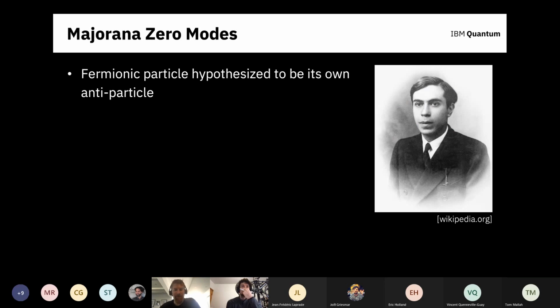So Majorana zero modes are these special particles that were hypothesized to exist in the 1930s by Ettore Majorana, who famously disappeared after proposing them. They're fermionic particles that are hypothesized to be their own antiparticle. They were thinking for a while it had to do with neutrinos, but I don't think they think that anymore. They're also predicted to obey non-abelian statistics, which is very interesting because the phases will pick up in different ways that are not quite like fermionic or bosonic.